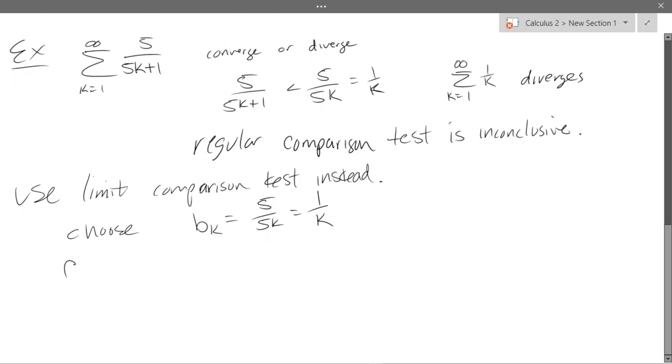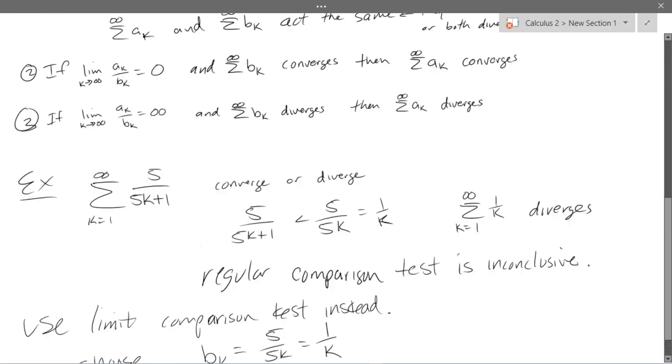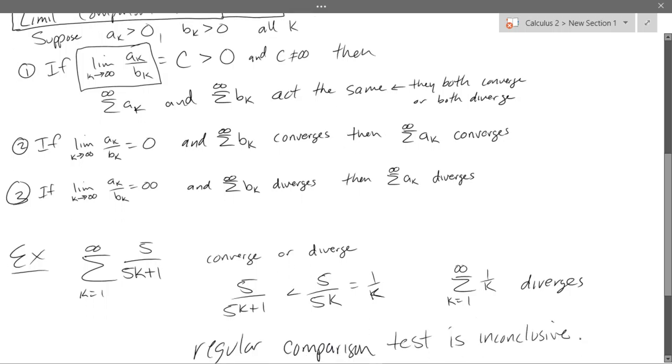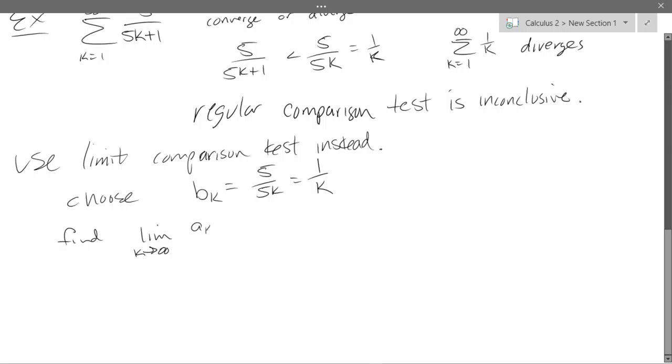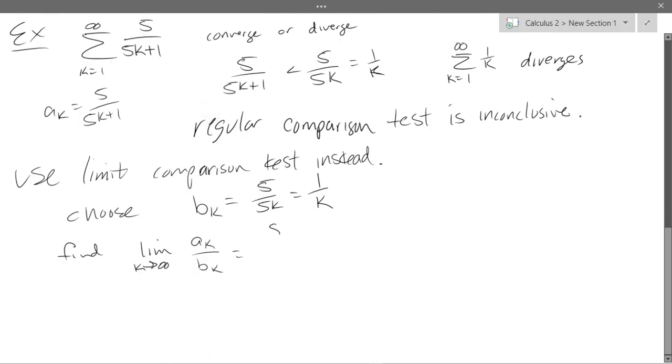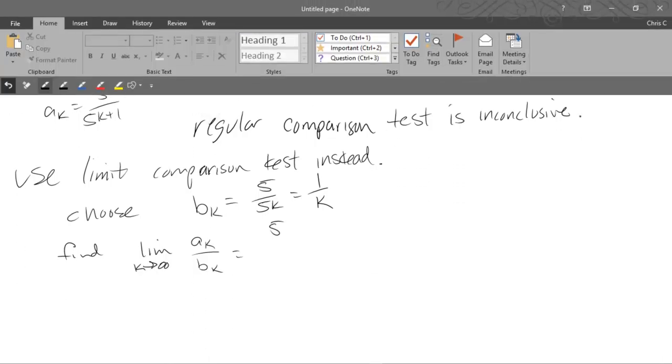Now I need to find the limit as k approaches infinity of a_k over b_k. No matter what comparison test you use, whichever of these three cases is happening, you always start by taking the limit of your original a_k over whatever b_k you chose. So our original a_k is 5/(5k+1). And don't forget the limit.